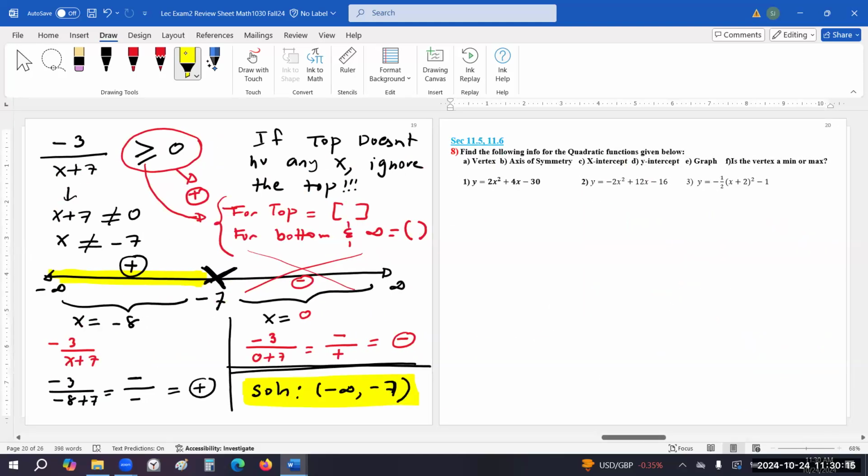Okay, now comes everything together. Vertex, axis of symmetry, x and y intercepts, everything. Let me do something with negative this time. y equals negative 2x squared plus 12x minus 16.